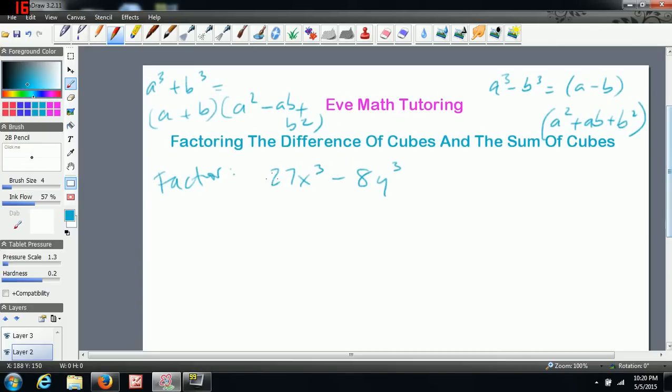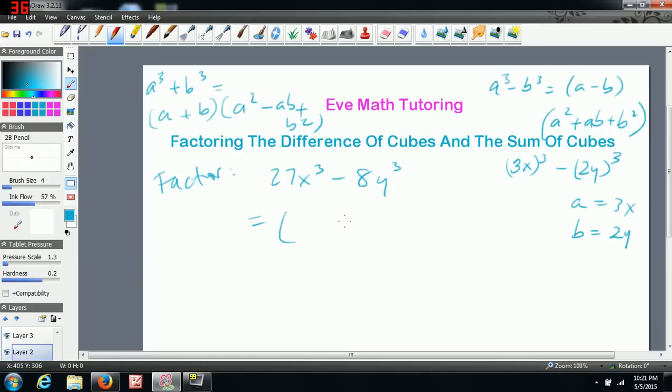If you want to factor something like this, and you look at it carefully, it is 3x cubed minus 2y cubed. If you write it in that form, you can right away identify what your a and b are. In this case, our a would be equal to 3x and our b would be equal to 2y.